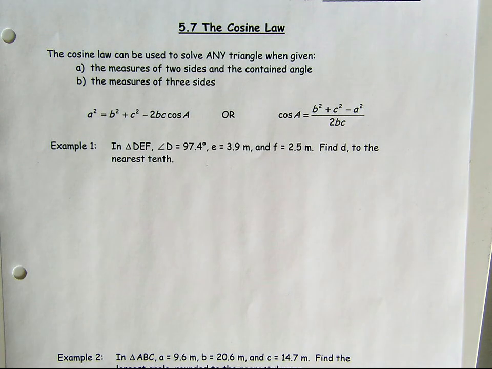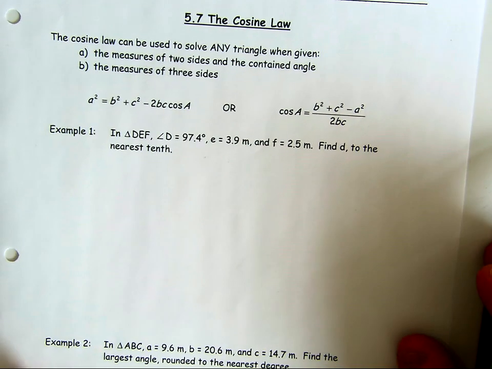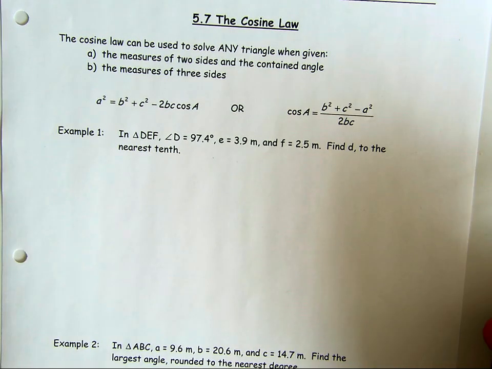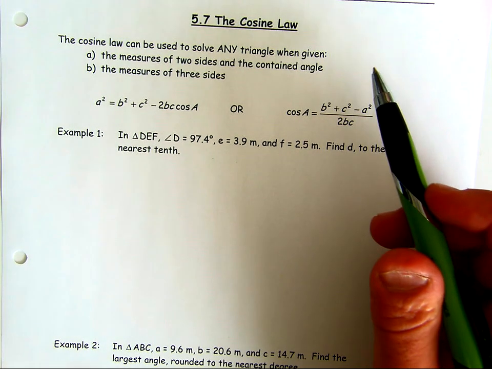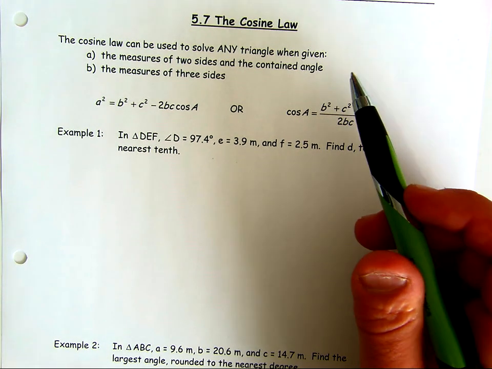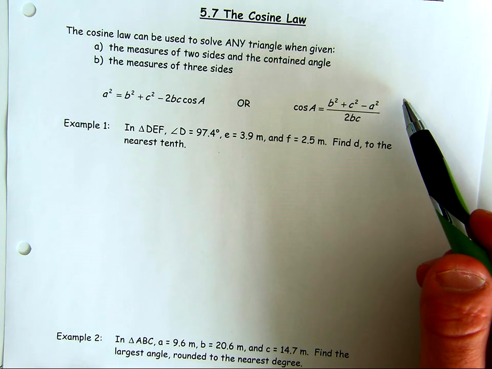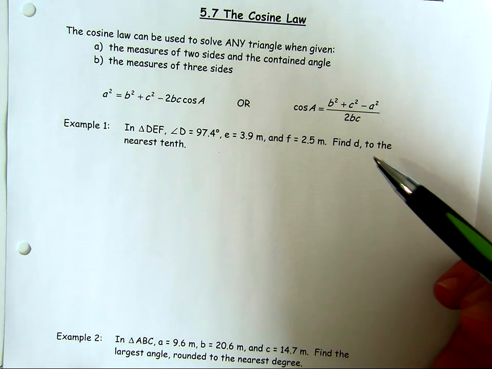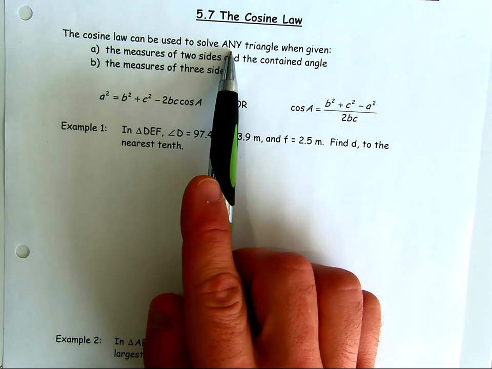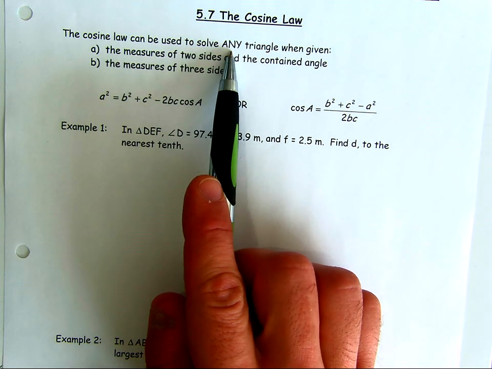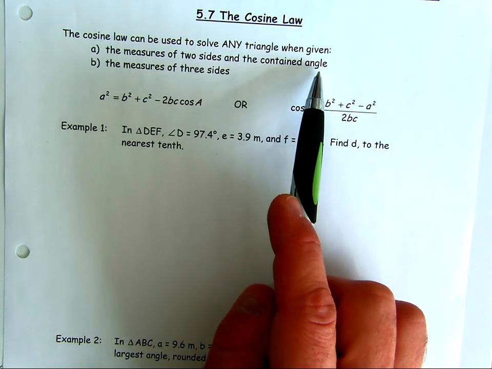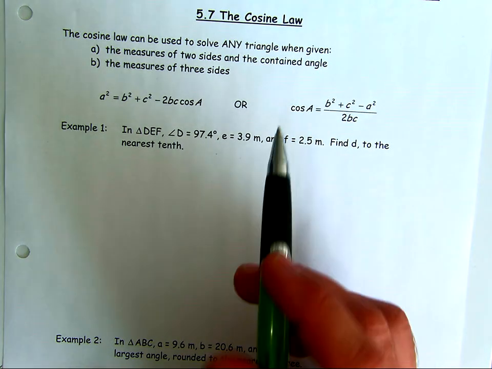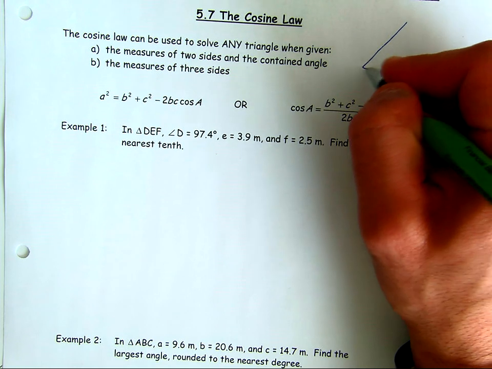Okay, so let's take a look at 5.7, the cosine law. It says the cosine law can be used to solve any triangle when given... So if you have a non-90 degree triangle, you cannot use SOHCAHTOA or the trig ratios. So you've got to use either the sine law or the cosine law. The cosine law can be used to solve any triangle when given the measures of two sides and the contained angle.